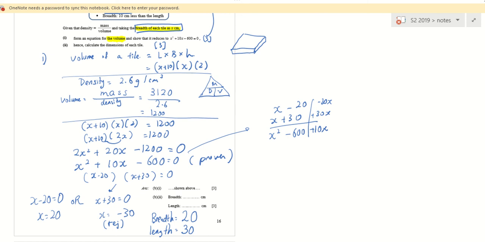Daryl, they say the breadth is x. So the x is 20, which means the breadth is 20. They also say the length is 10 cm longer, so that's why it's 30. Okay, so this is the x. This is the 10 cm longer than the breadth. Right, I stop here.